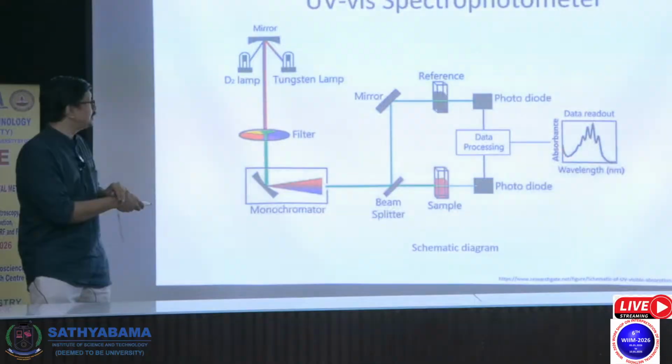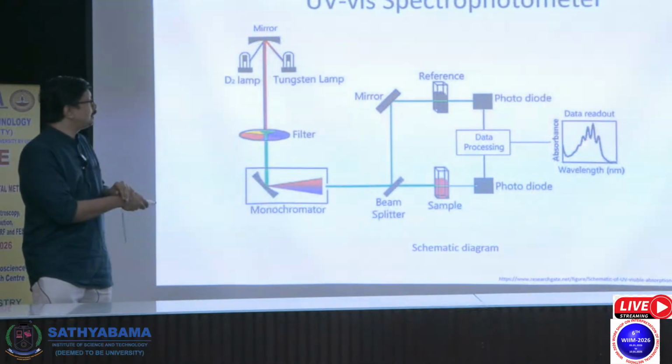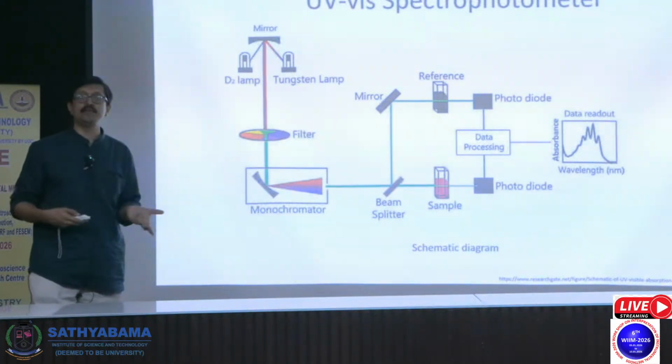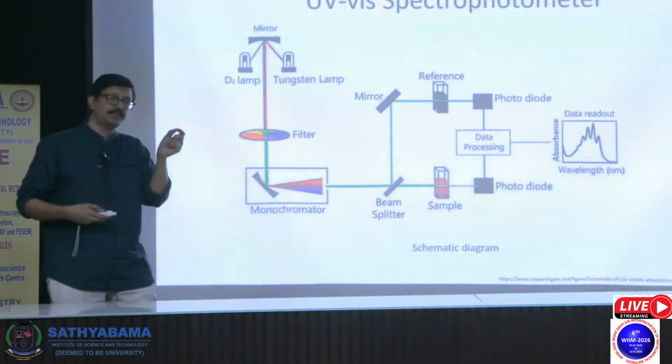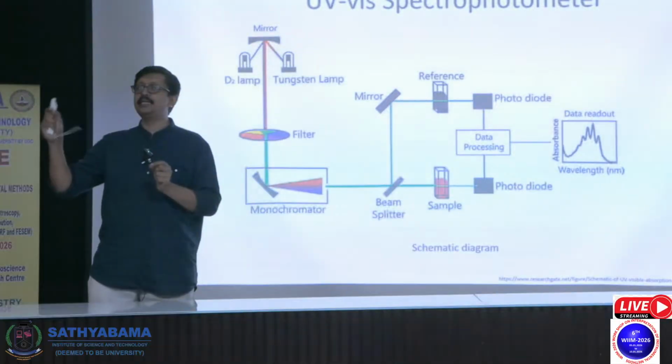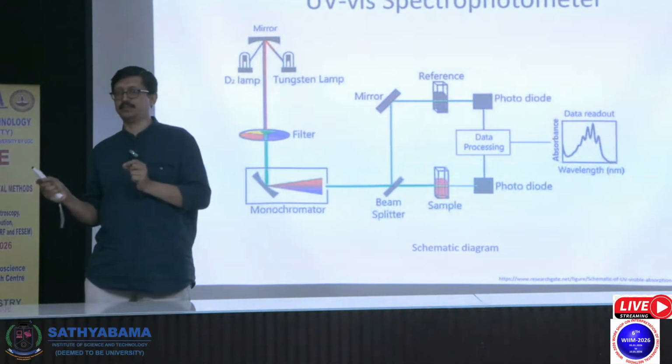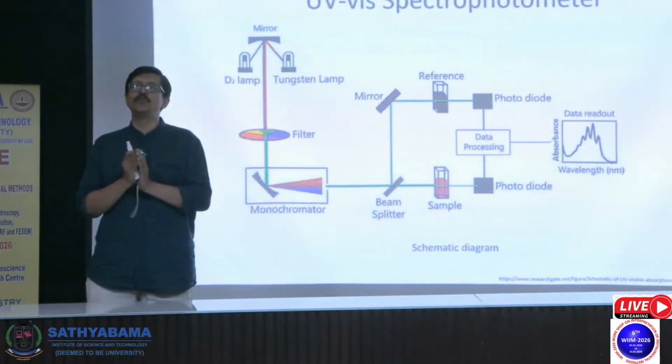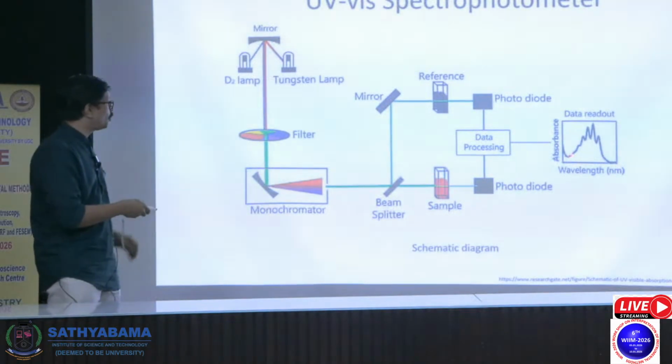So based on that current, you record wherever there is an absorption, the intensity of the transmitted light will change. So you are measuring the absorption based on the intensity variation of the transmittance. That is the principle of UV visible absorption spectrophotometer.